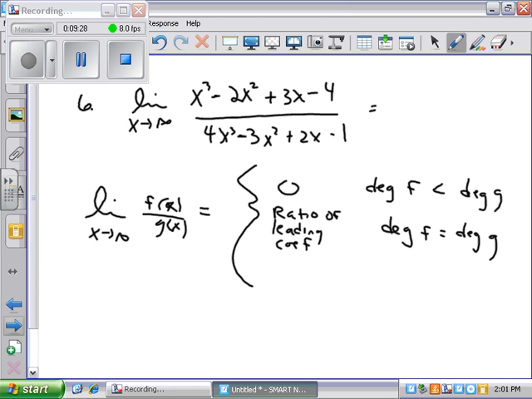And if the degree up here was greater, that means your graph is not going to have a horizontal asymptote. It's going to be going to positive or negative infinity. So it's not going to exist. You're not going to have a limit.